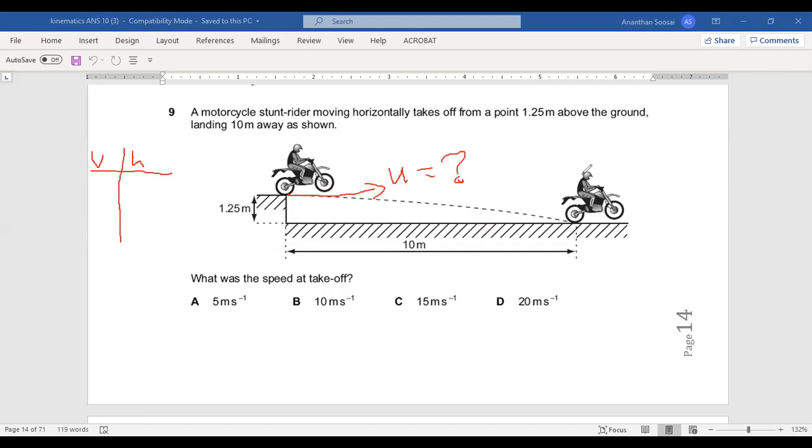Let's see the answer D. You know SY is given: SY is negative 1.25. Something new, you got SX this time. SX is positive 10. We're looking for U. So your UY, we know is exactly 0 because it's a horizontal launch. UX, we know is exactly U, horizontal launch. AX, we know is 0. AY, we know is negative 9.81.